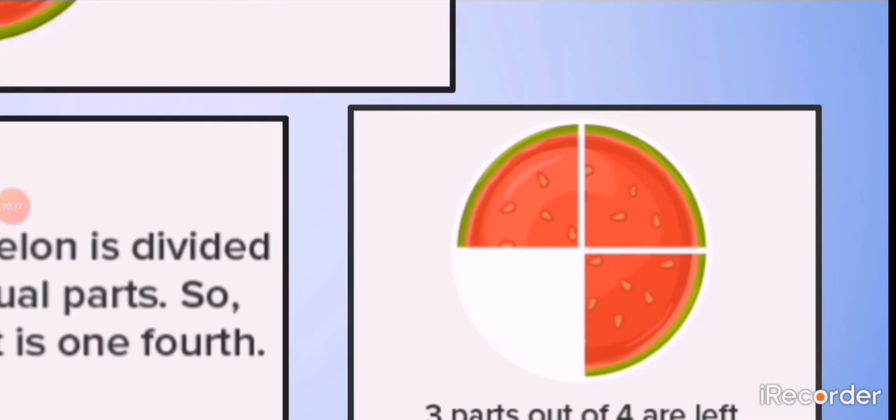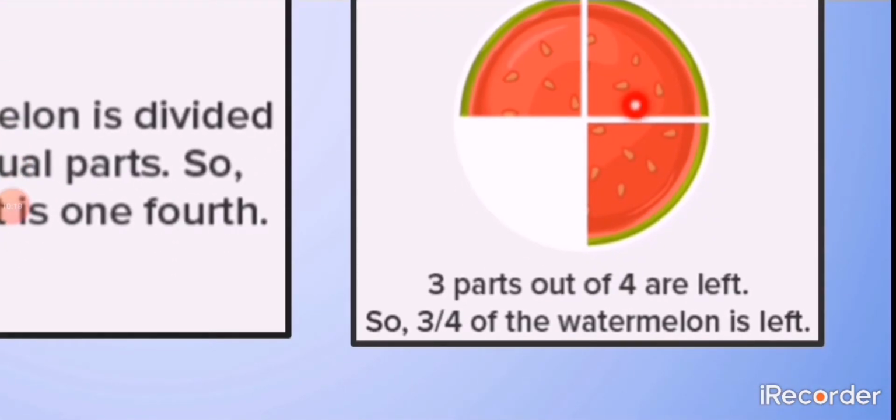Now, let me show you one more example here. You can see again one watermelon. It is cut into 1, 2, 3. And what part is missing? So, one part is taken. So, it means 3 are here, 1 is gone. So, 3 parts out of 4 are left.